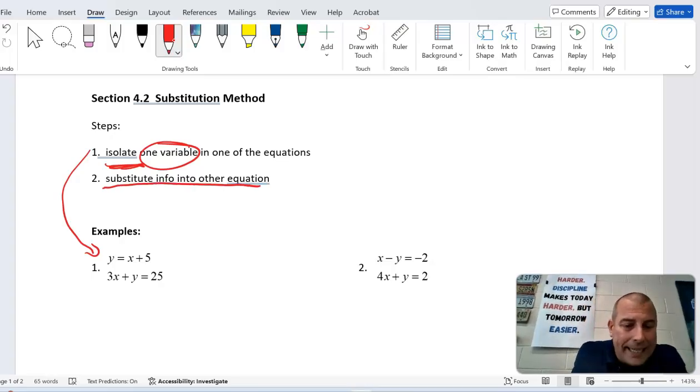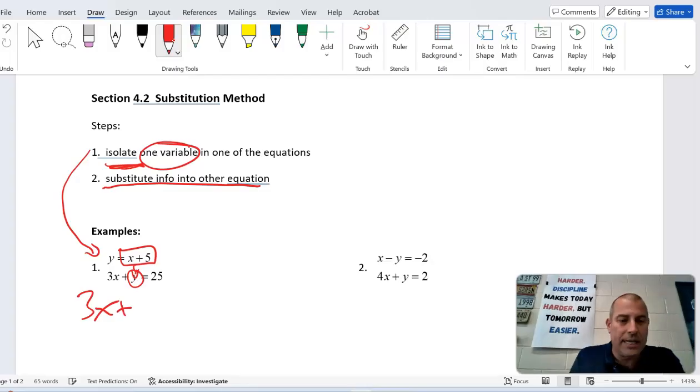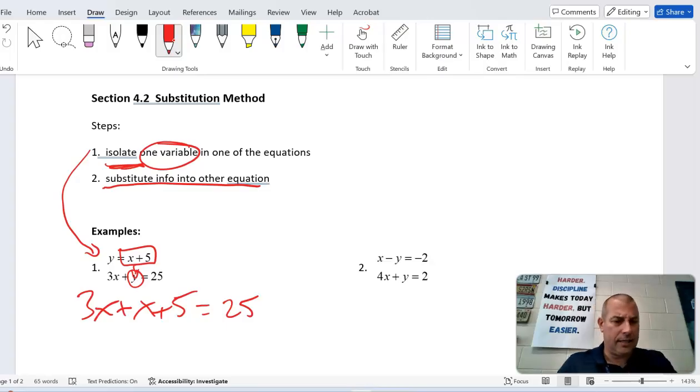So here we know y equals x plus 5. What we're going to do is go to where the y is in the other equation, and replace it with the x plus 5. All right, so let's do it here. We've got 3x, we've got our plus, and again, we are substituting in the x plus 5, and then we have the rest of it equals 25. The 3x is still there, the plus is there, there's no longer a y because y equals x plus 5. So then we just solve.